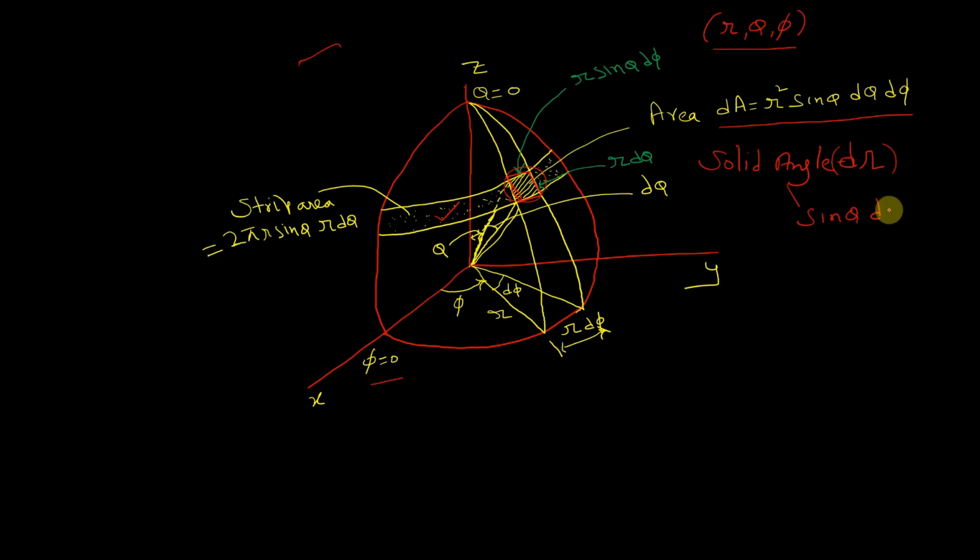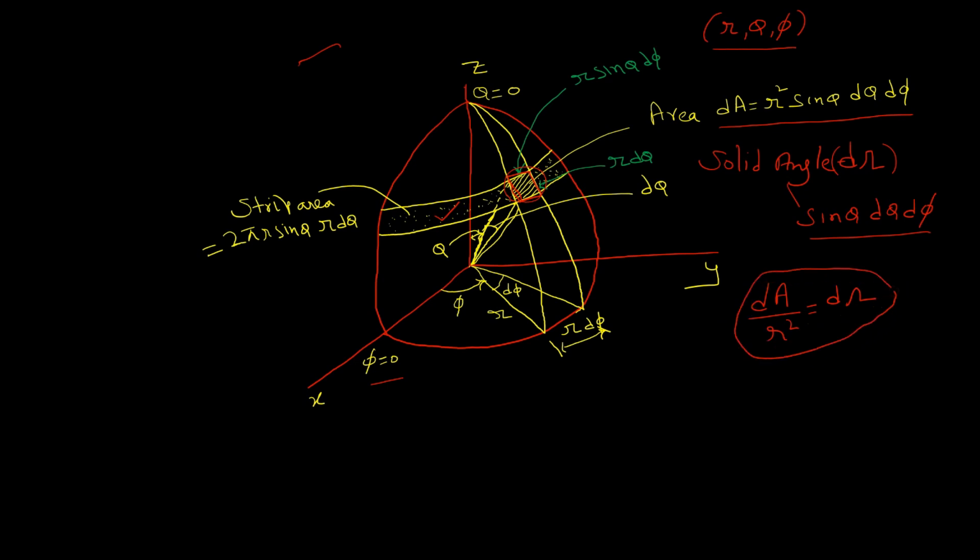Sine theta d theta d phi. So this is solid angle, and how it is related with this area, that will be equal to dA upon r square, which is equal to sine theta d theta d phi. So that will be equal to this solid angle.